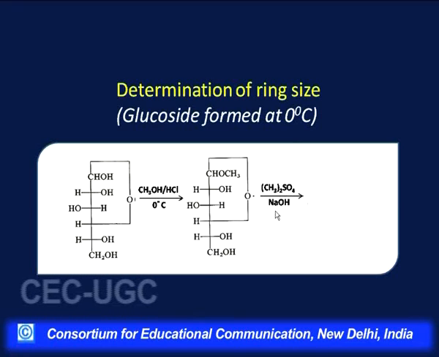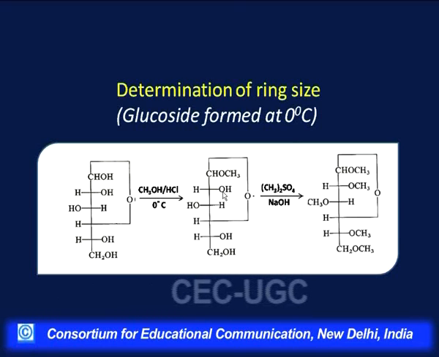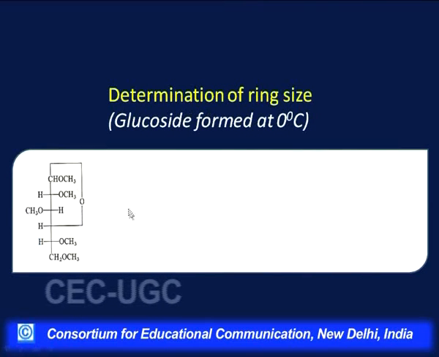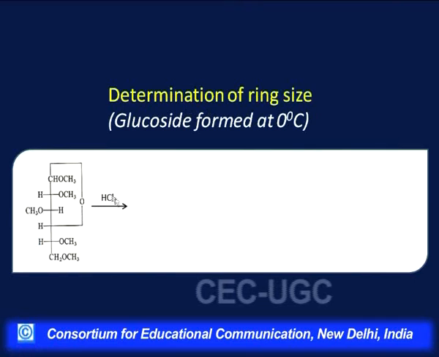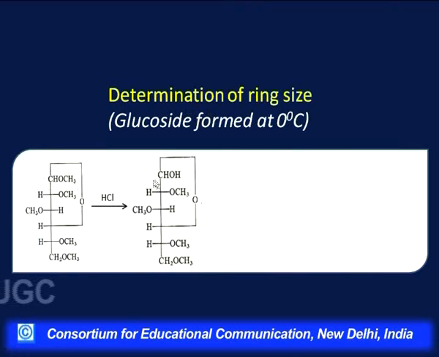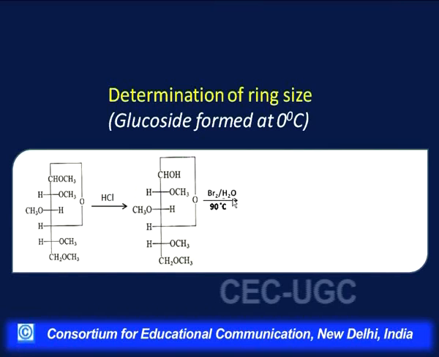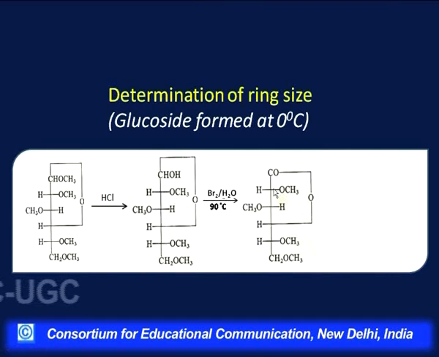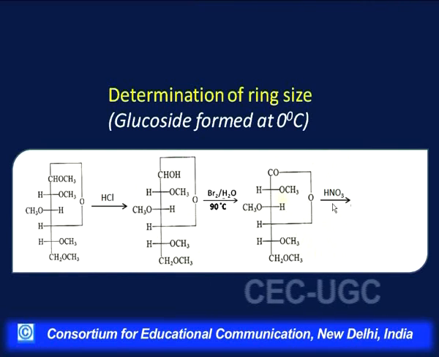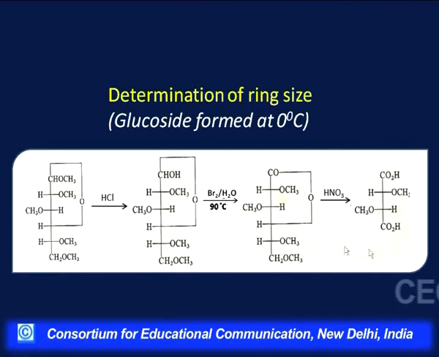Then on treatment with dimethyl sulfate, these hydroxyl groups 1, 2, 3 and 4 get methylated, we get the tetramethyl derivative. Then this tetramethyl derivative is hydrolyzed back with HCl, this acetal bond breaks and we get the hemiacetal and again a cyclic structure, CHOH. Then it is oxidized with bromine water, this is oxidized into carboxyl and then lactone formation. So, this is the lactone 5-membered ring structure, and this on oxidation with nitric acid will give this compound.